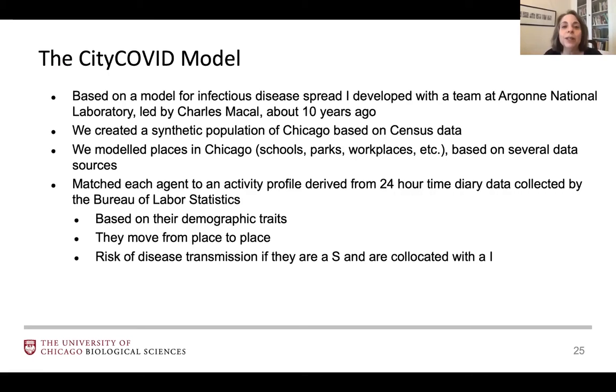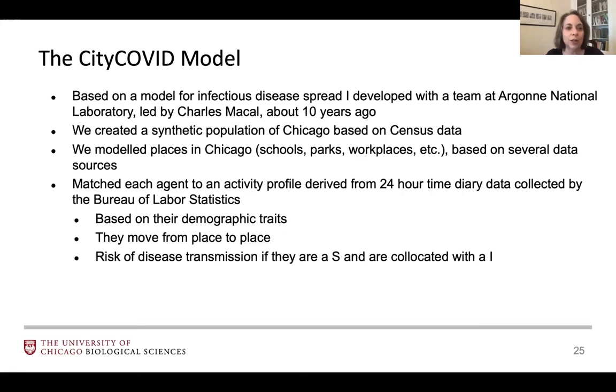This was a while ago, and the problem we were studying was community transmission of methicillin-resistant Staphylococcus aureus, or MRSA, which really has faded from the headlines. But the model was readily adaptable to other infectious diseases.